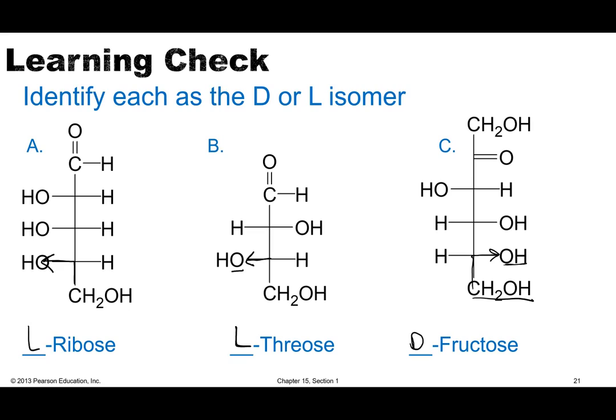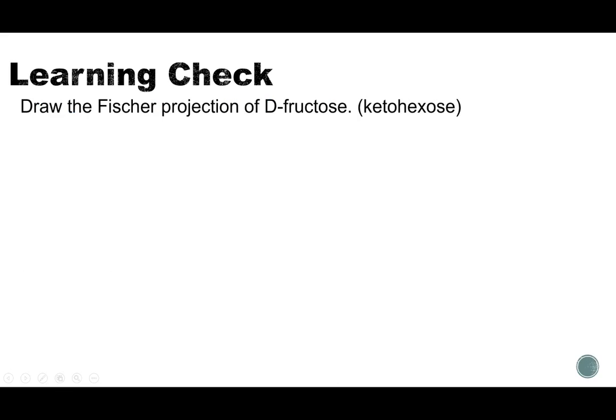In the next example, we're going to tie everything we've talked about so far all together with a pretty little bow. So what I want you guys to do is I want you to draw the Fisher projection, so just that line. Draw the Fisher projection for D-fructose. I don't expect you to know what fructose is, so I went ahead and gave you its chemical name. So I want you to draw the Fisher projection for D-ketohexose. Pause the video and give it a try.